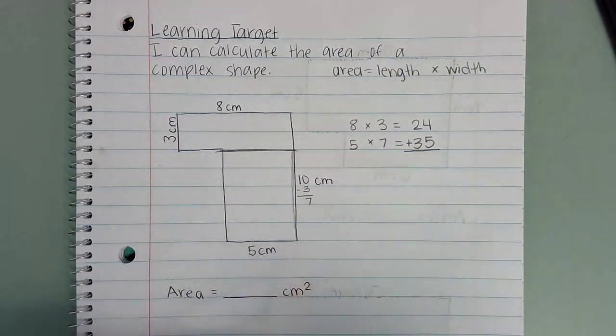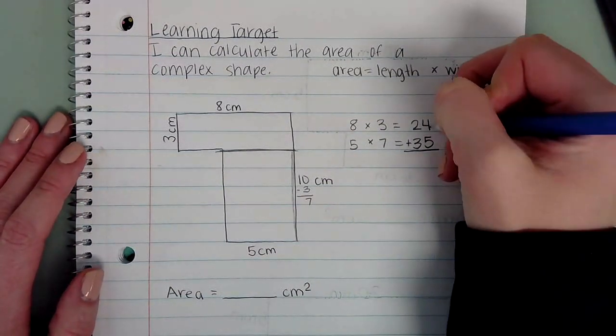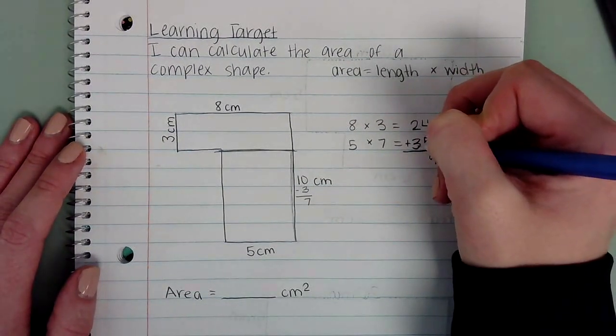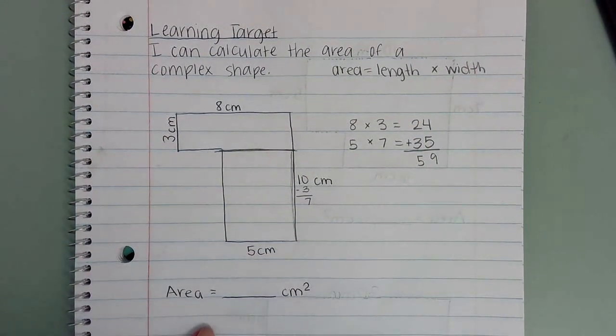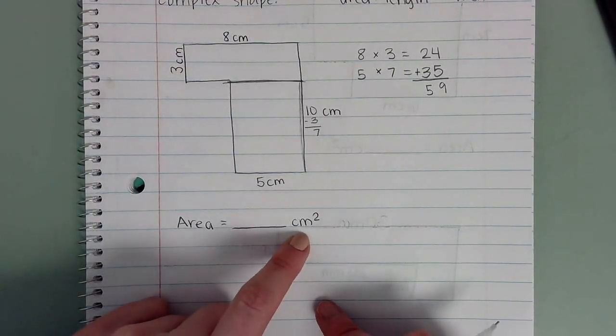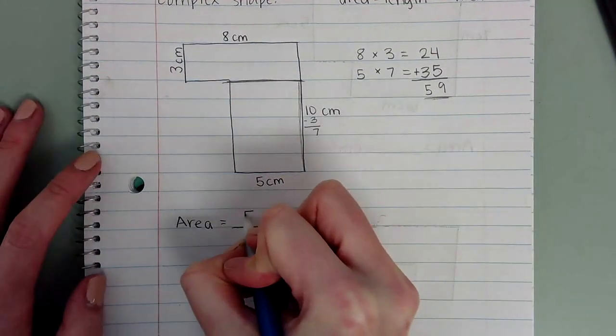Now we will add those together to find the total area. 4 plus 5 is 9, and 2 plus 3 is 5. Down here on our line, we have area equals blank centimeters squared. So we're going to put our answer on the line.